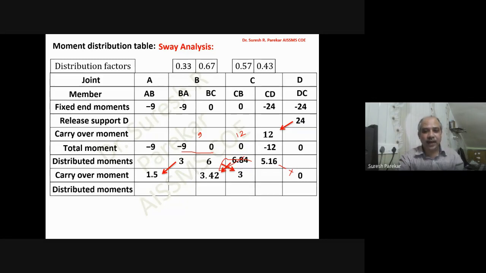So now we will have distributed moment again: minus 1.13, minus 2.29, minus 1.71, minus 1.29, because now we know this is my unbalanced moment. So to balance it, we have to go in the opposite sense.